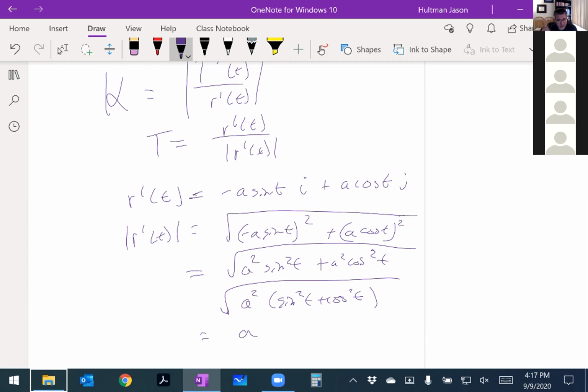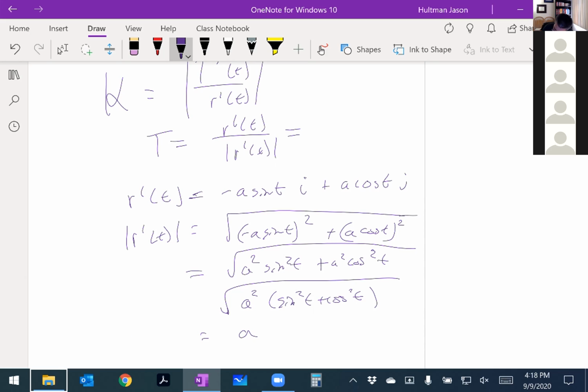It could be plus or minus a. Taking the square root of a squared, yeah, a could be plus or minus. However, we don't really care whether a is negative or positive, we're just going to take a magnitude that's positive. So the magnitude is just a.